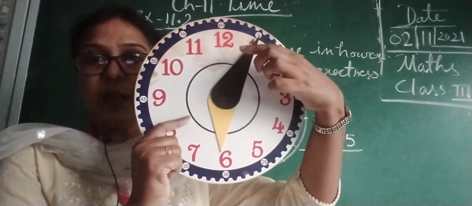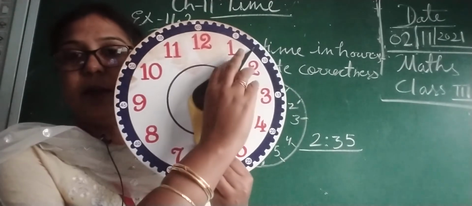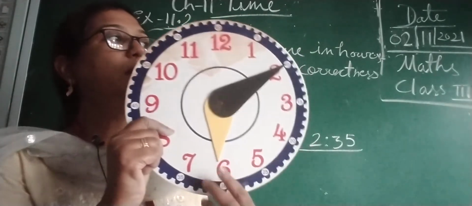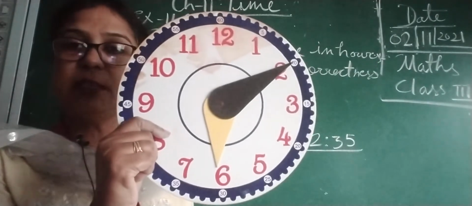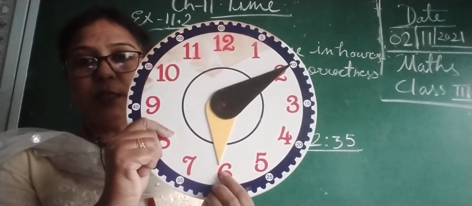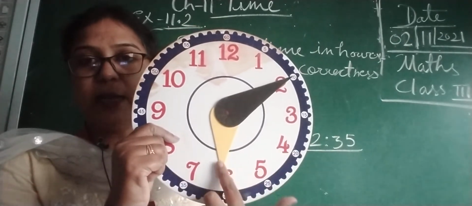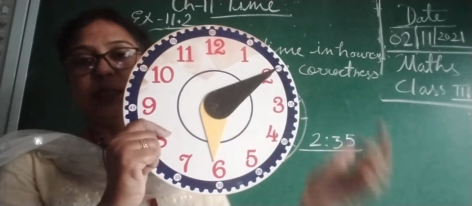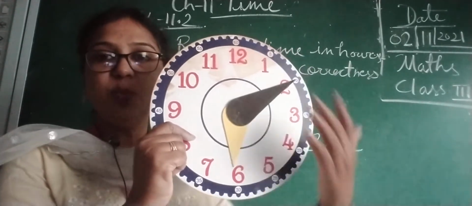Now here children, if your minute hand is at 2 and your hour hand is at 6, so what will we call this? This is children, 6:10, okay? So always remember, when your smaller hand is at 6 and your bigger hand at 2, it means this is 6:10. So children, that is how we can do these things.